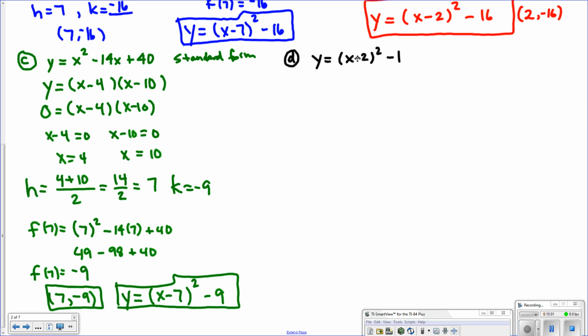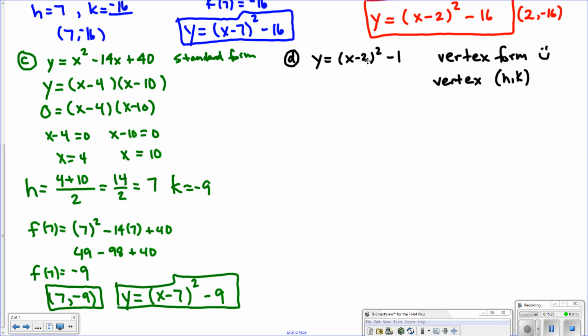Y equals the quantity of x minus 2 squared minus 1. Now when you look at this one here right off the bat, you know that this is already in vertex form. That's a good thing because that's what we're trying to get it to already. So when we look at our vertex, it should be our point HK.